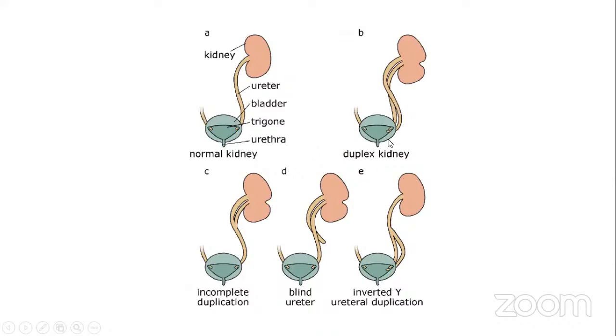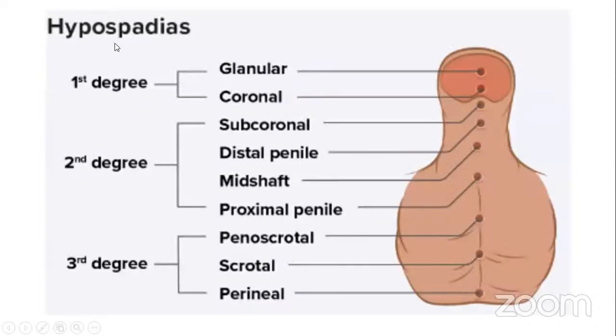This is ureteric duplication. This is a normal ureter, and here we have a duplex kidney system, and here an incomplete duplication, and this is a blind ureter, and also we have inverted Y duplication. This duplication is associated with Wilms tumors, and so is hypospadias of first, second, and third degree.